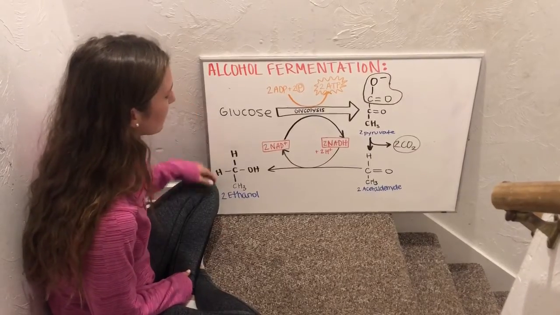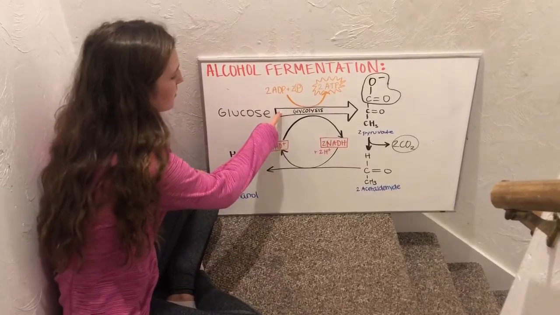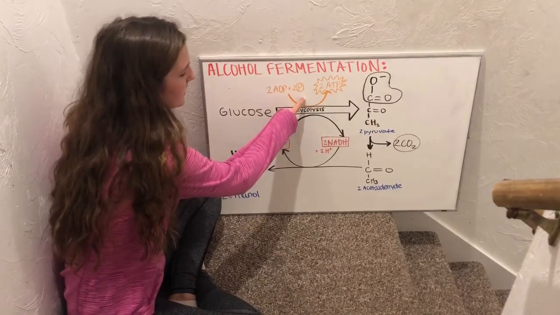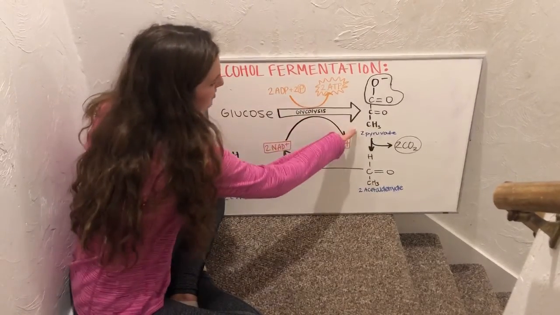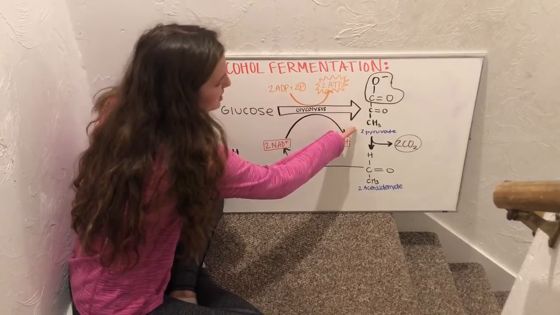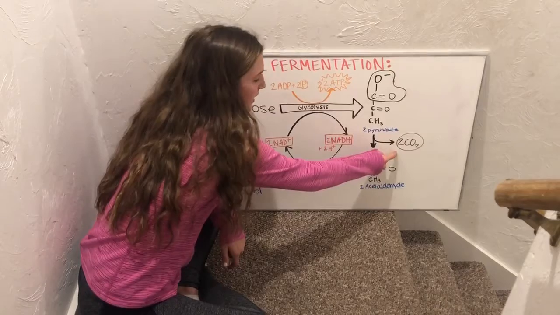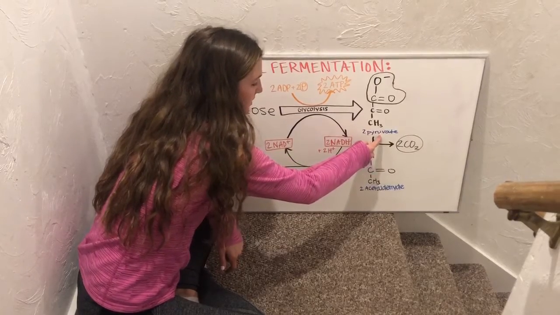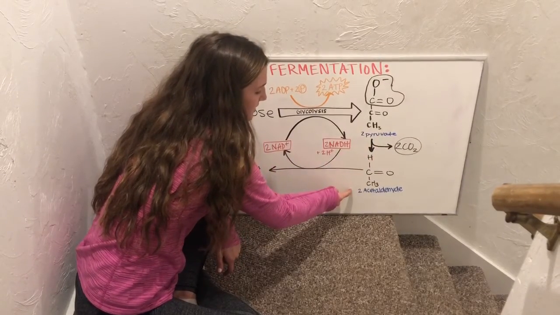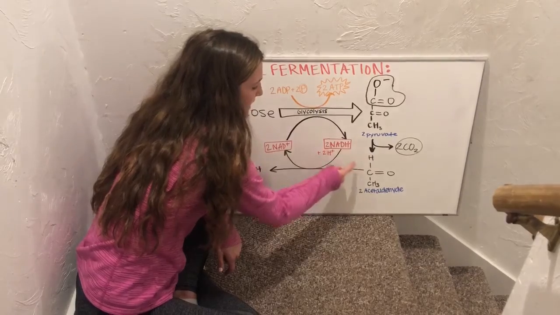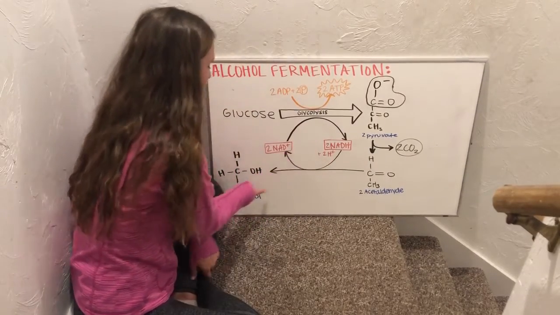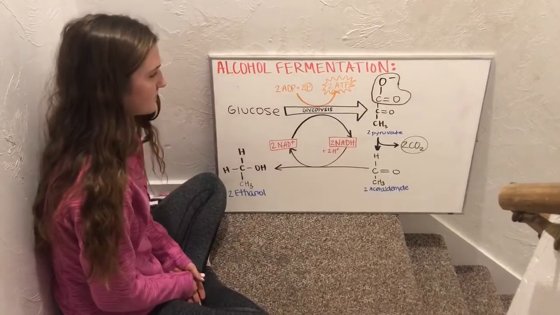Here's a diagram of alcohol fermentation. It starts with glucose going through glycolysis with a net production of 2 ATP, 2 NADH, and 2 pyruvates. This is when fermentation begins. So for alcohol fermentation, 2 carbon dioxides are released from the 2 pyruvates, resulting in 2 acetaldehydes. Then the acetaldehydes are reduced by 2 NADH, which thus produces 2 ethanols.